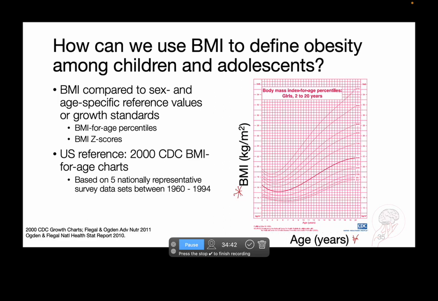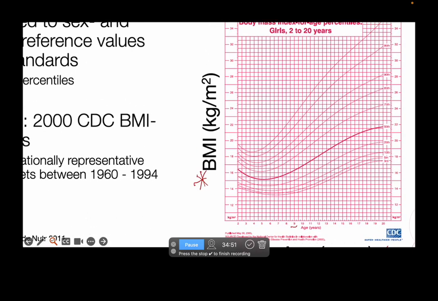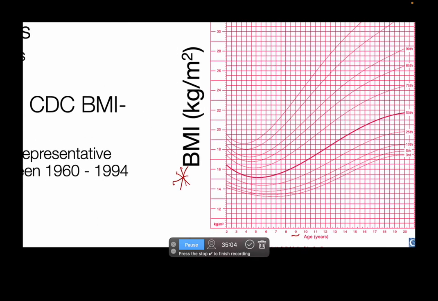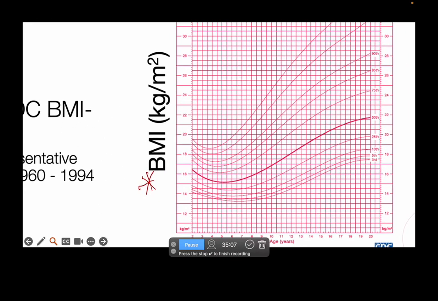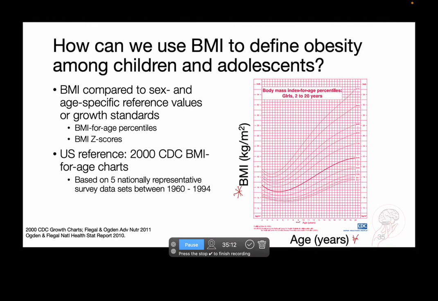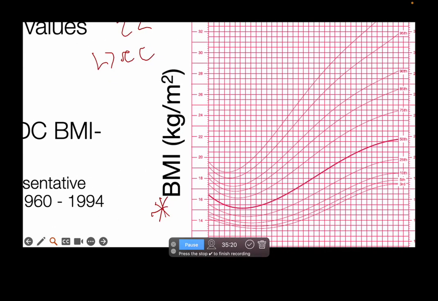And here, we would calculate the BMI for a girl between 2 and 20 years. So let's say the girl is 9 years old. Let me see if I can zoom in. Yeah, a little bit. So we have a 9-year-old girl, and she has a BMI of, let's say, 22. 22 for an adult is in the recommended range. But is it recommended for a 9-year-old?